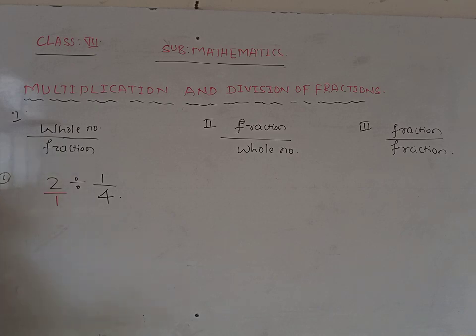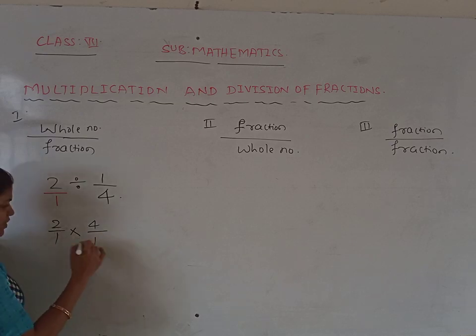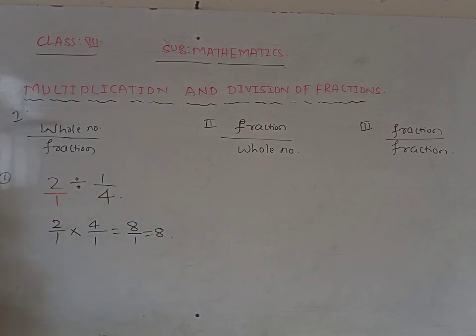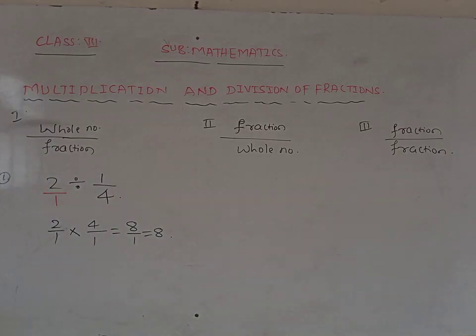Any number is always divisible by 1. So there is a fraction, another fraction. So easiest question. In this way, what are we doing? Keep the first fraction as it is, multiplied by the reciprocal of the second fraction. Now no common factor. 2 fours are 8 by 1. We can write it as just 8 itself. Okay. Next one.